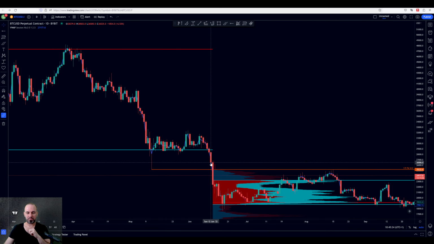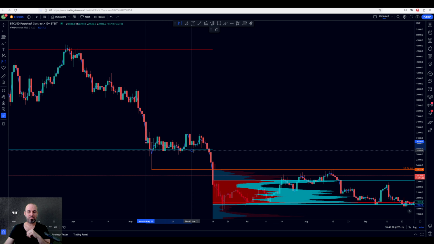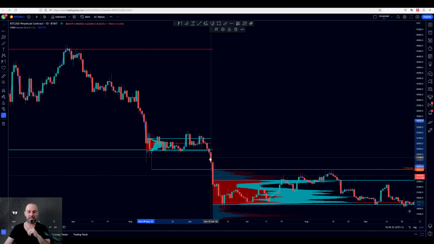Before this, the price formed a range here, and we can do the same thing. We can pull a fixed range like this, right? And that would give us a couple of important levels. So we do have value area low, we do have the point of control, we do have the value area high, and most important, we do have this high and also this one.